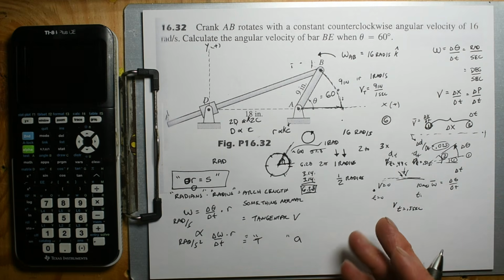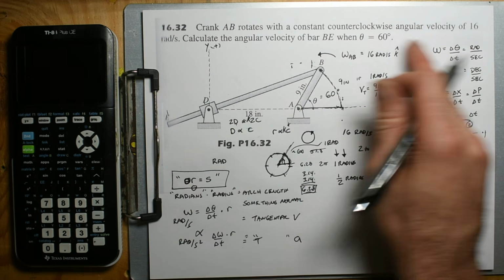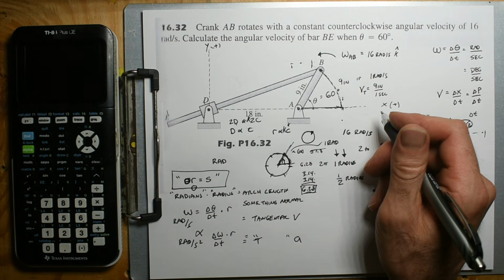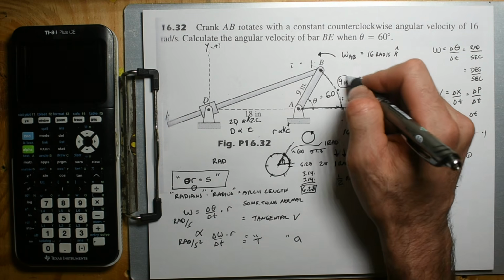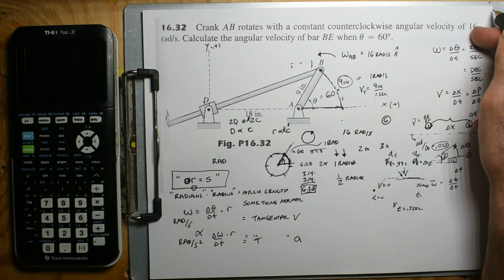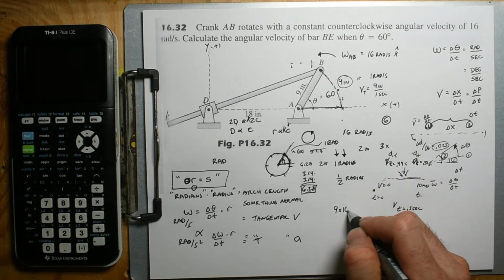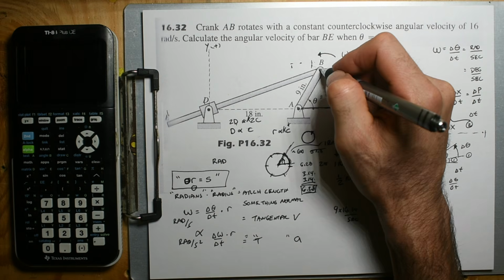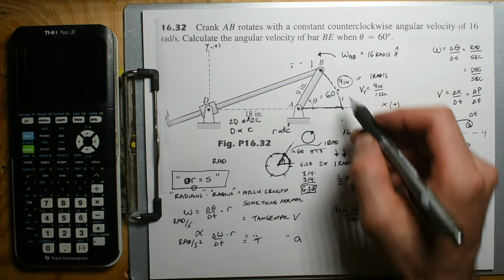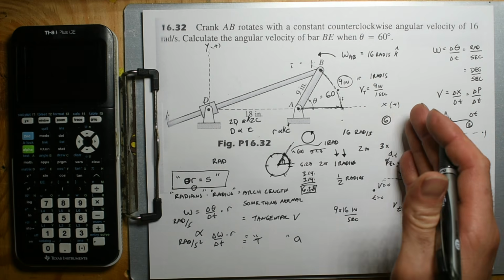So we're going to try to guesstimate this. Our angular speed is constant, 16 radians per second. If it was 1 radian per second, I would be going 9 inches per second. If I'm going 16 radians per second, I'd be going 9 times 16 inches per second. That's how fast this point is moving. We're just doing this from an intuition perspective.